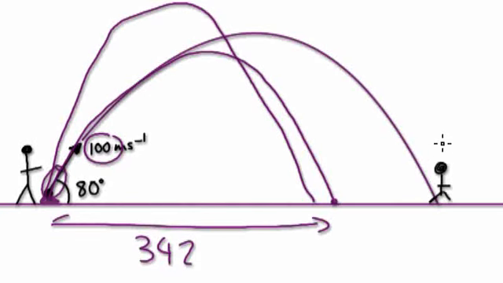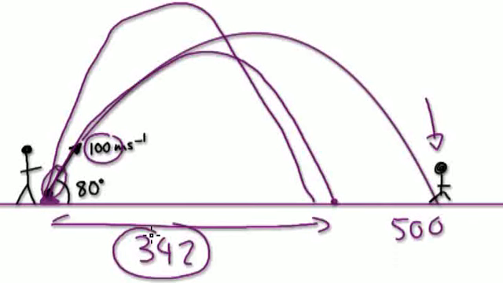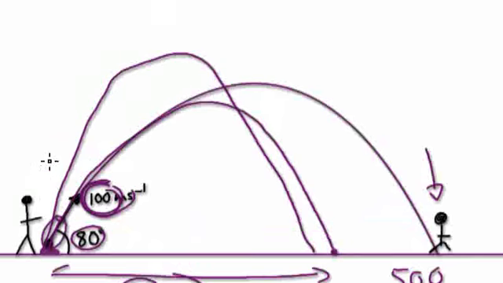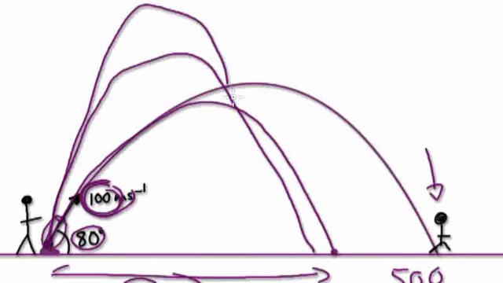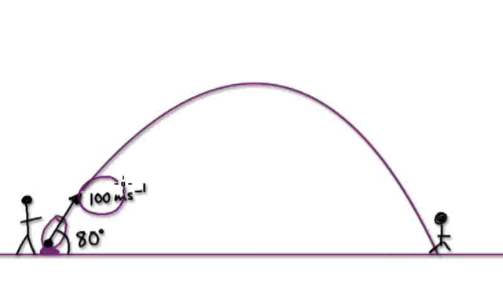So basically, we still haven't hit our guy yet. Our guy is standing 500 meters away, and our range here is only 342. So again, we'll miss them. Maybe we can increase the speed next time, and then decrease the angle. Because if you increase the angle, all you're doing is shooting the cannonball higher, but the range will be shorter. So maybe next time I'm going to increase this and decrease this.